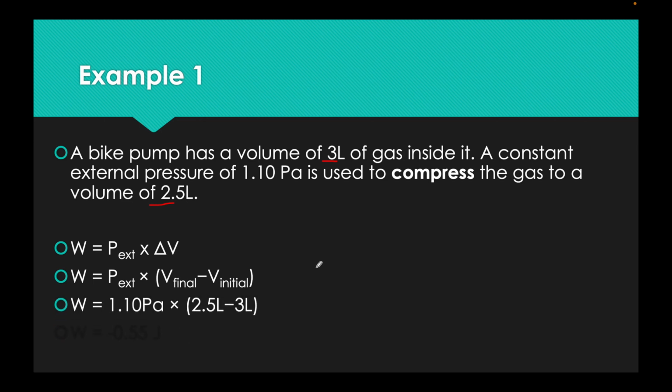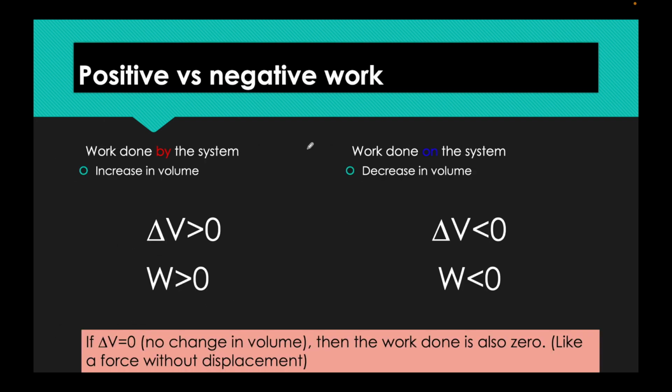We have 1.1 pascals multiplied by 2.5 minus 3. You will get negative 0.55 joules. It is negative because work is done on the gas. So that's important to know the difference between positive and negative work.